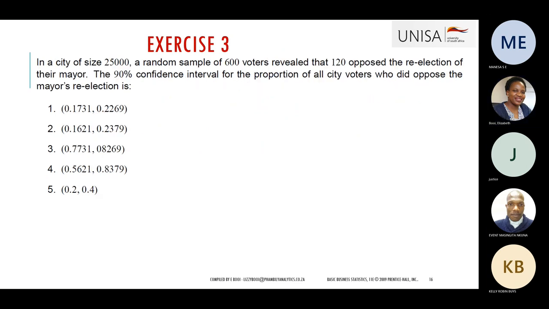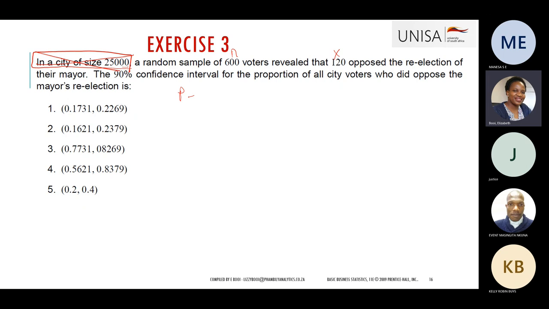The last one is the proportion. So they also give you, in the city with 25,000 people, a random sample of 600 revealed that 120 opposed the re-election of their mayor. Now, one thing they also want to do to confuse you is give you so many numbers, of which the first part is irrelevant to how you answer this question. It's just a lot of information. The only thing that is important is your N and your X.